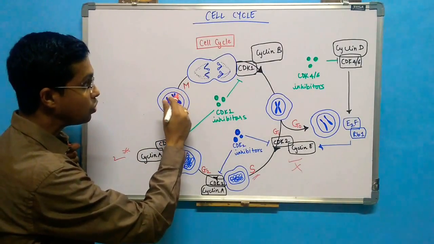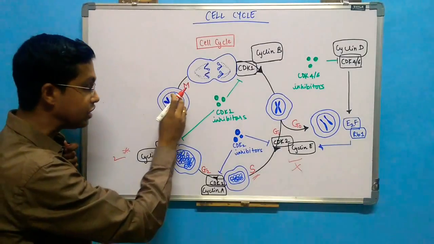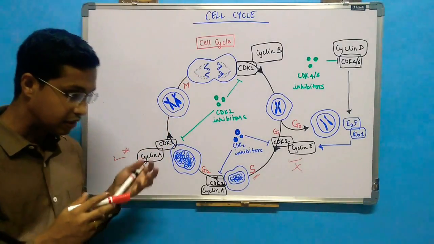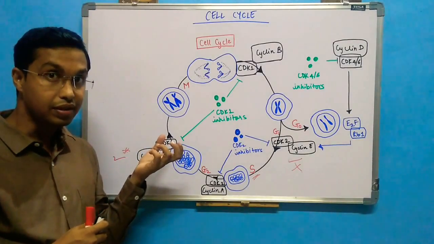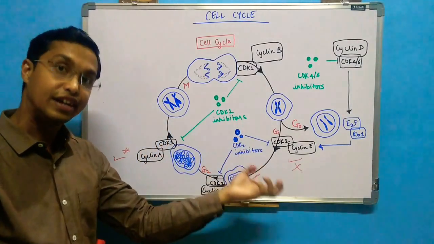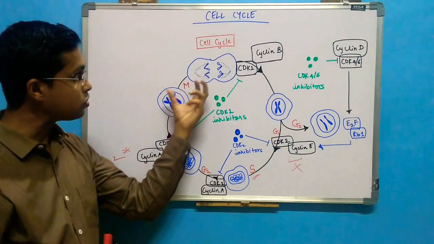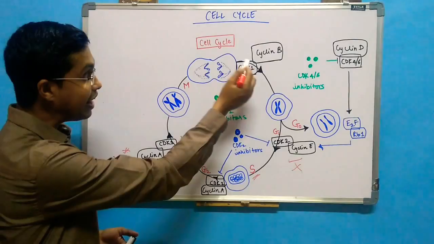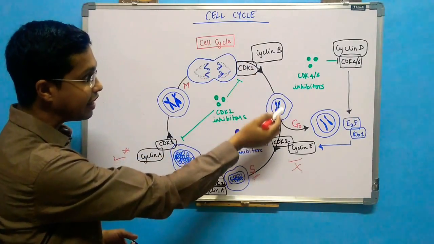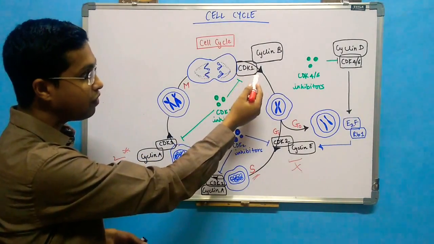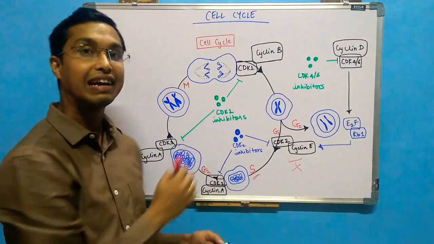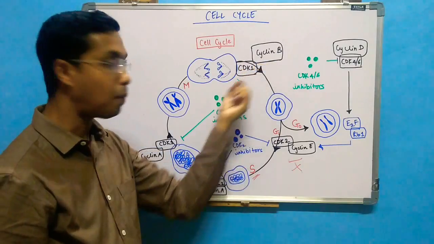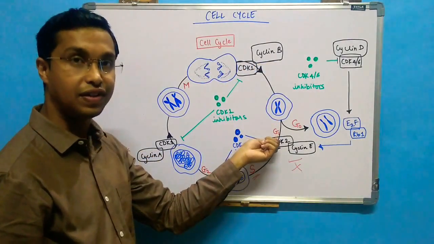At mitosis, two daughter cells need to be produced. Mitosis is divided into prophase, then metaphase, anaphase and telophase. So that process will occur, and from one cell, two cells will be generated. At the end of mitosis, again there is a checkpoint. The checkpoint will be handled by CDK1 and cyclin B. If the concentration of CDK1 cyclin B is not proper, the cell will not go to G1 phase.